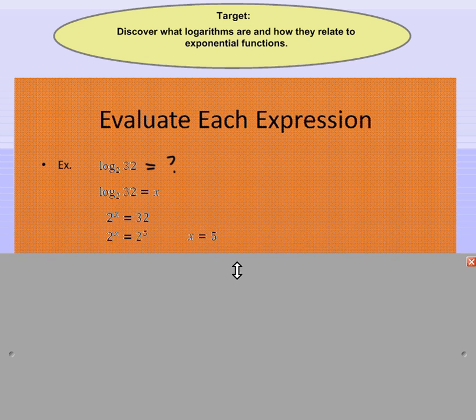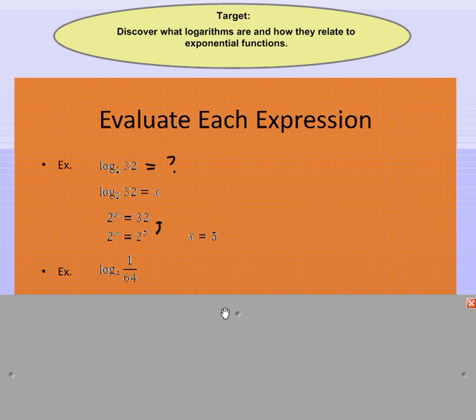Now I'm going to basically just figure out 2 to what power equals 32. Basically rewrite 32 as a base of 2. It's 2 to the 5th, so that means x has to equal 5.